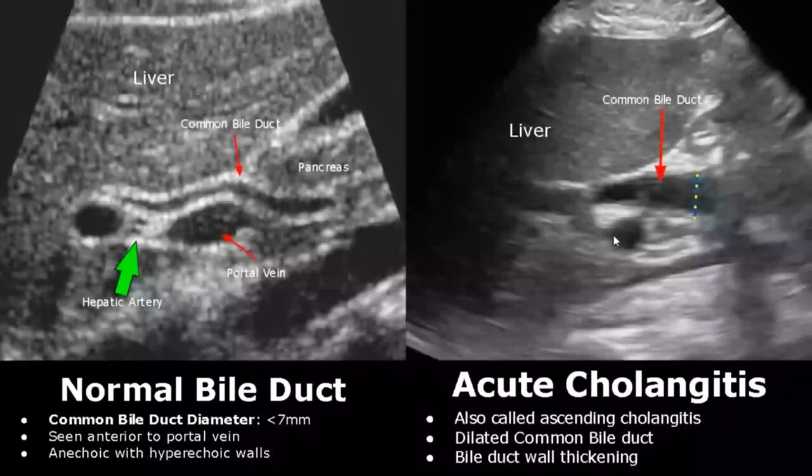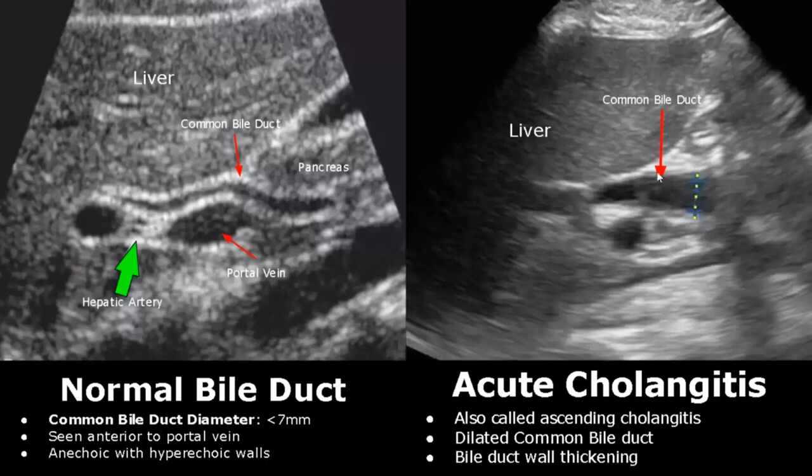Cholangitis is the inflammation of the bile ducts. In acute cholangitis, which is also called ascending cholangitis, the common bile duct is dilated and the bile duct walls are also thickened.